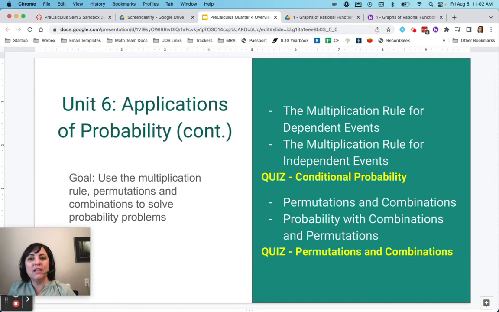And then it gets a little bit more into it, but probability can be kind of fun. And then we're going to continue with that and talk about the multiplication rule for dependent events and independent events. We're going to take a quiz over that, and then we'll have permutations and combinations and take a quiz over that as well. And then at the end, we will have a test.